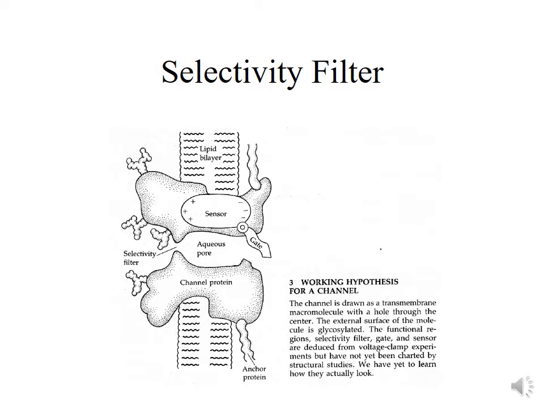Shown here is an early cartoon of a voltage gate channel where the channel is drawn as a transparent protein with functional regions such as the gate, a voltage sensor, and an aqueous pore. A narrow part of the aqueous pore would serve as a selectivity filter, which is a domain in the pore that would allow the permeation of certain ions and yet exclude other ions.